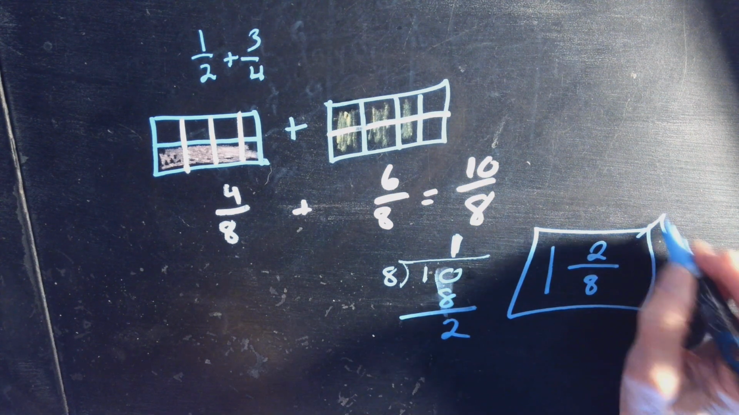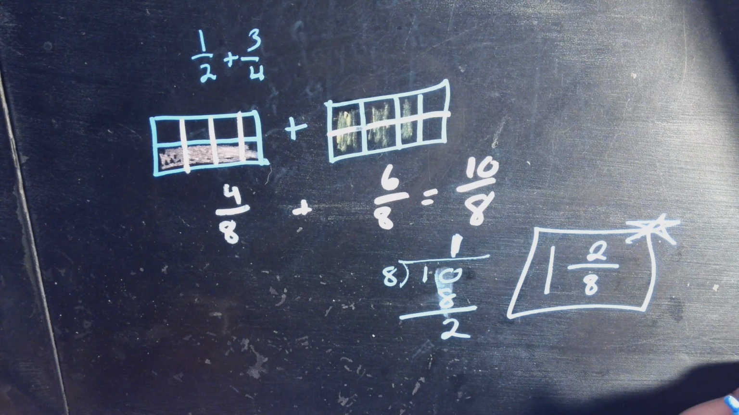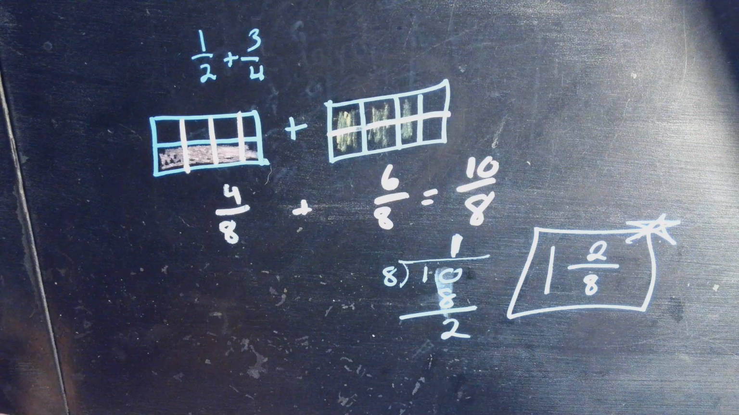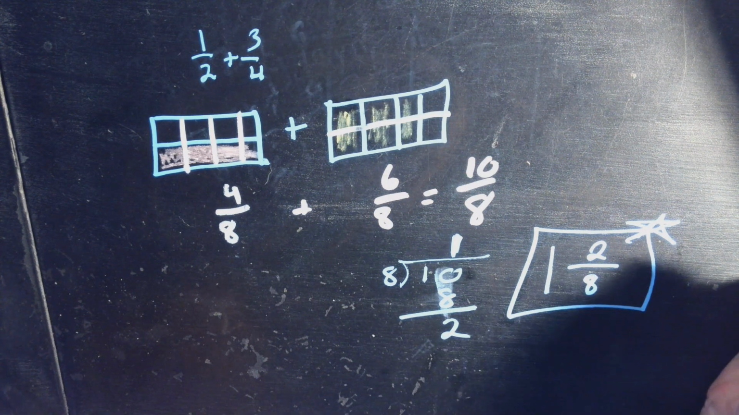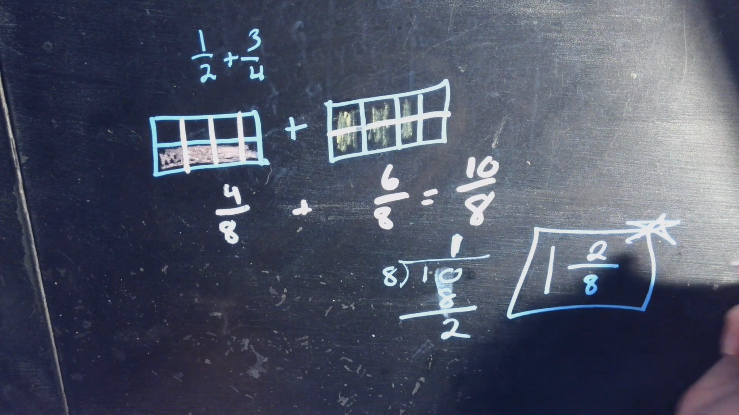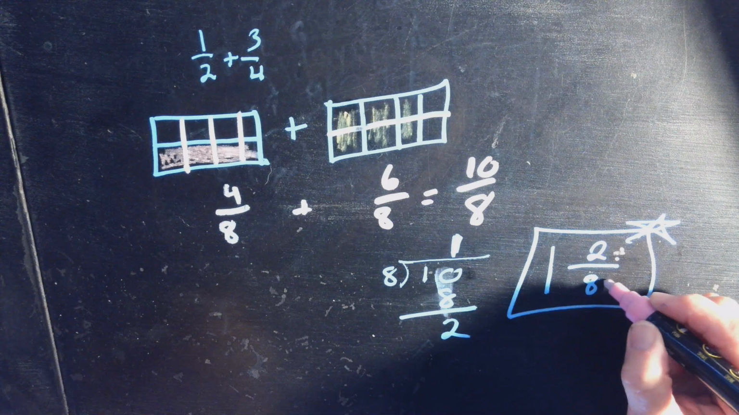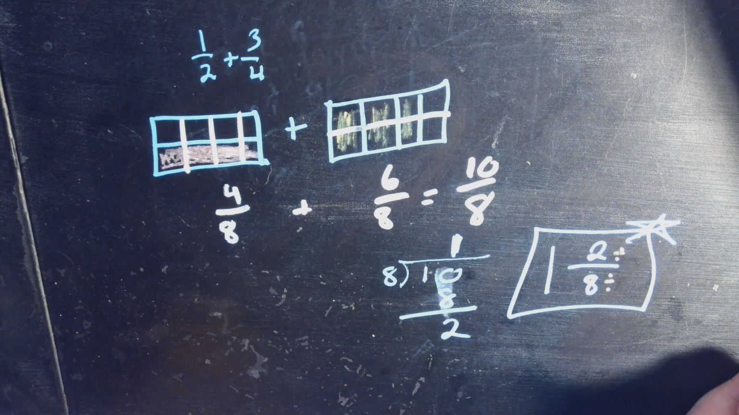Now, this is a perfectly acceptable answer, and I will accept it. I won't mark it wrong. However, 2/8 can simplify, and we haven't talked about simplifying yet. We did a little bit of that last year. We're going to make an equivalent fraction that's equal to 2/8, but we need to make our numerator and our denominator smaller. So you're going to ask yourself, what can divide into 2 and 8?